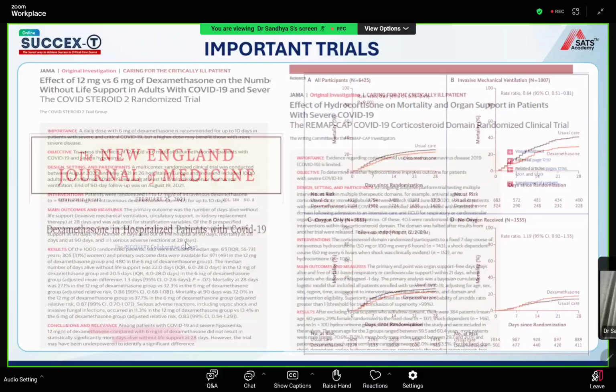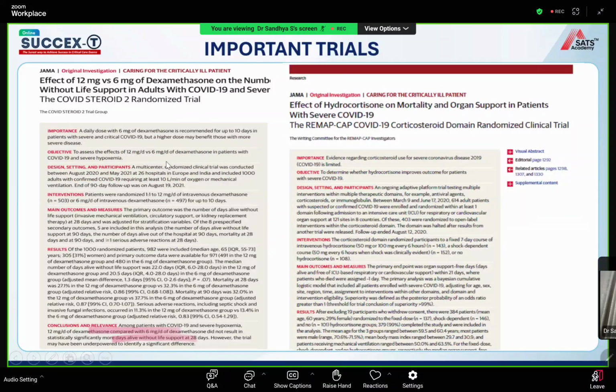Then there are other trials like the COVID STEROID 2 trial, which shows that 6 mg of dexamethasone is enough and 12 mg is not better. And then we have the REMAP-CAP COVID-19 trial where hydrocortisone was used. Again, the organ support was less in patients with severe COVID. And there is another called the RECOVERY dexamethasone trial. Again, it is a positive trial. So all these trials should be known whenever you are asked to write about the evidence, which can be asked in the third paper. All 4 important trials on steroids in COVID, you should be familiar with.